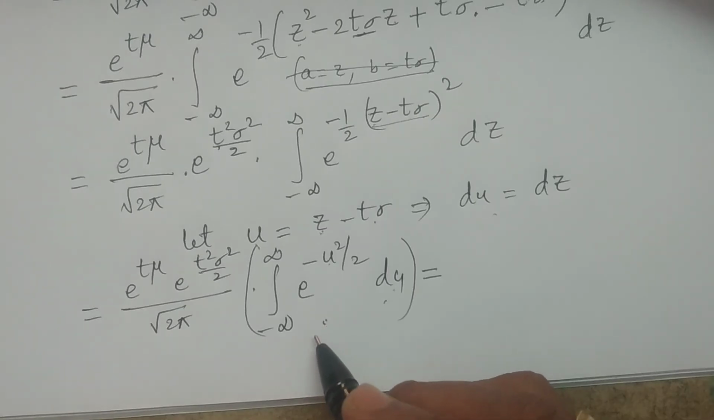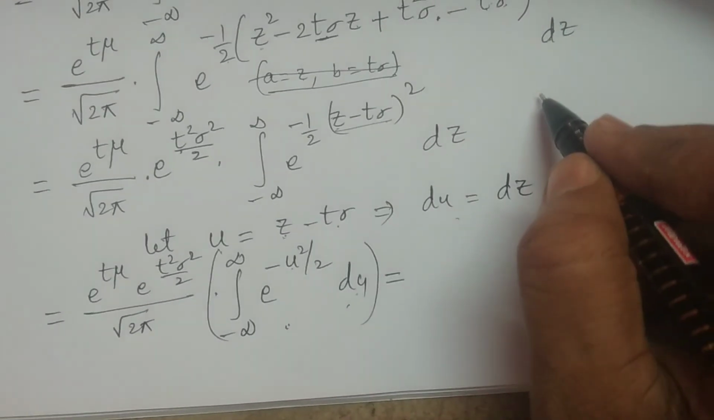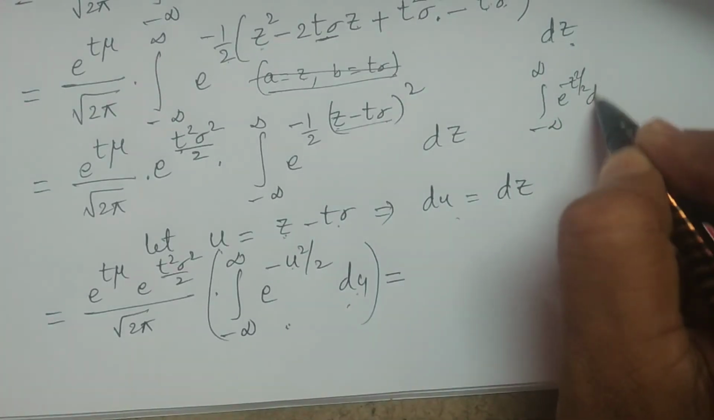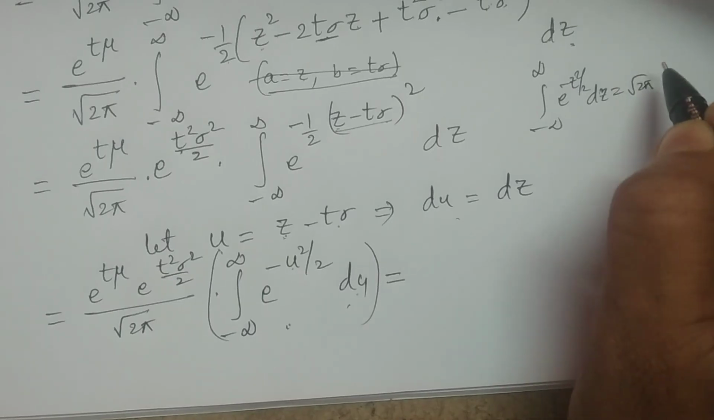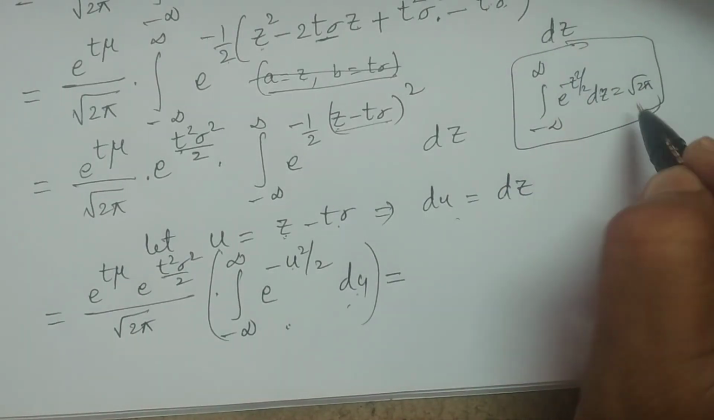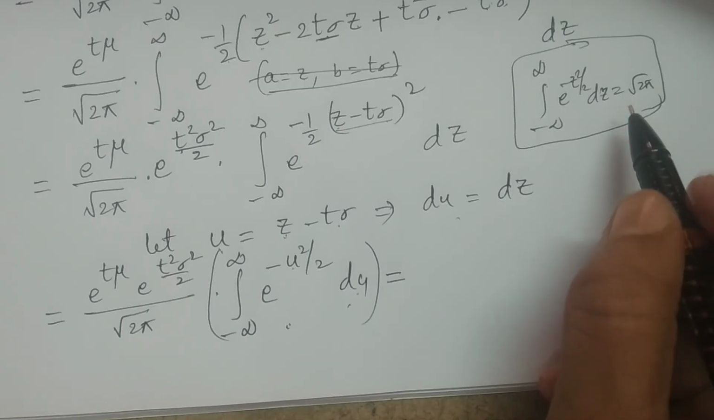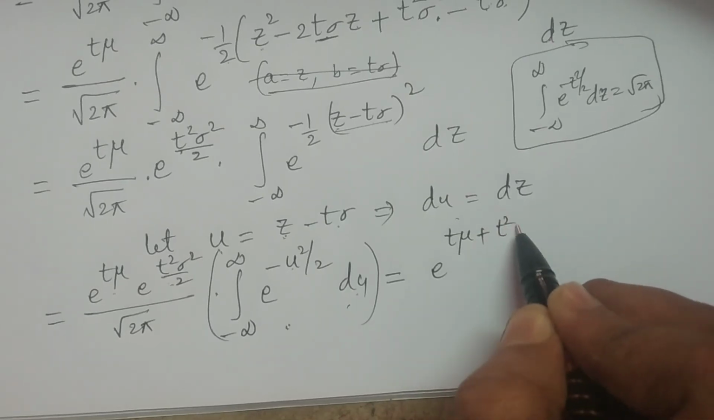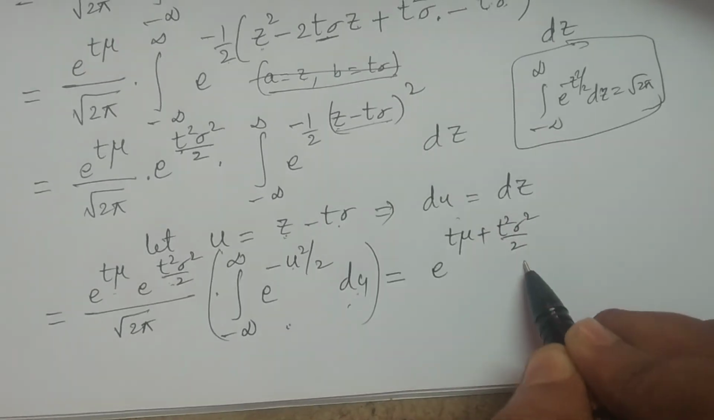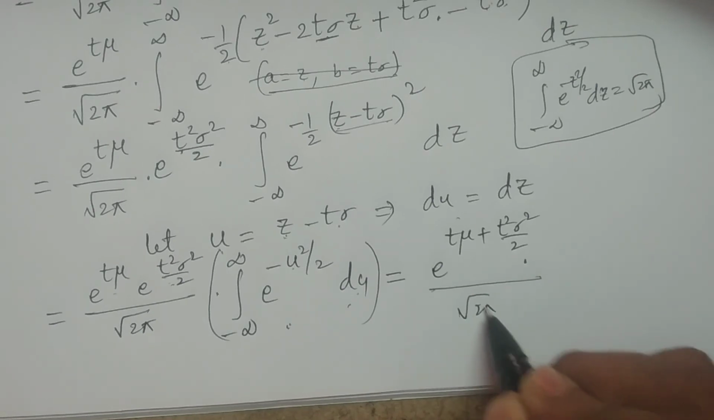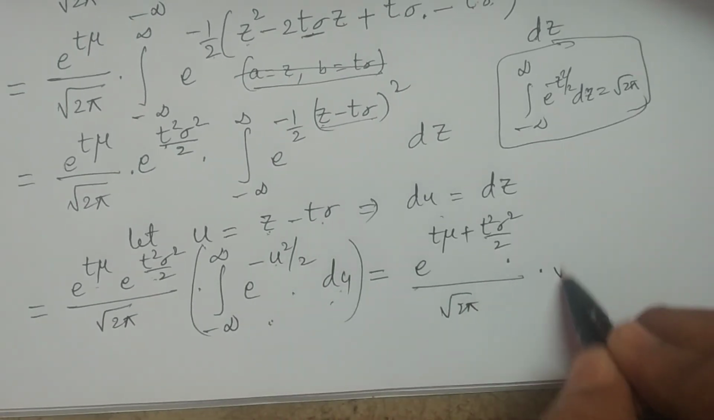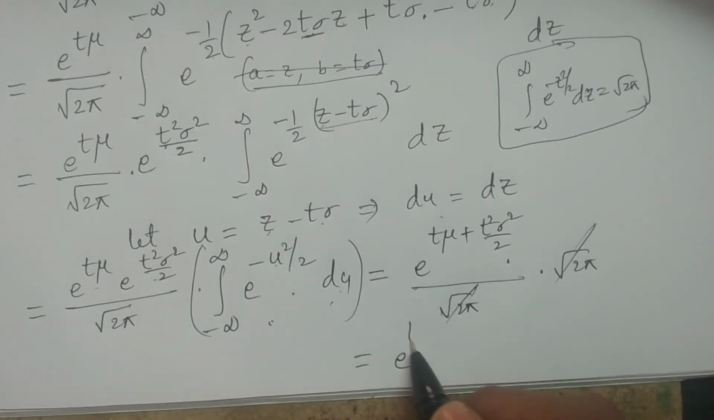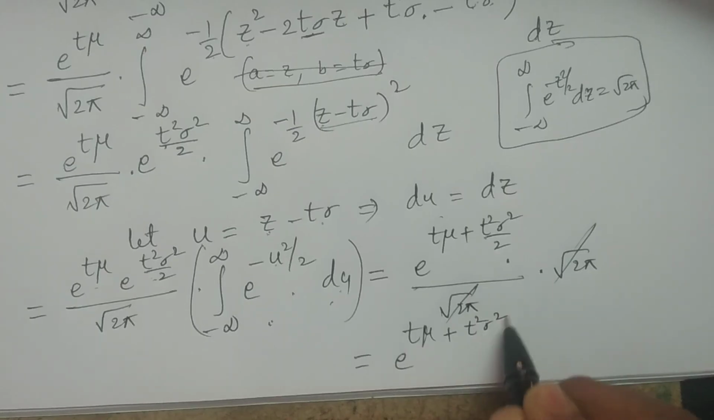This is nothing but a standard normal integral. What is the standard normal integral? Integral minus infinity to infinity e power minus z square by 2 dz is equal to root 2 pi. If you remember the formula, this is root 2 pi. Now I am adding these two: e power t mu plus t square sigma square by 2, multiplied by one divided by root 2 pi, and multiplied by this value root 2 pi. We can cancel root 2 pi, and it is equal to e power t mu plus t square sigma square by 2.